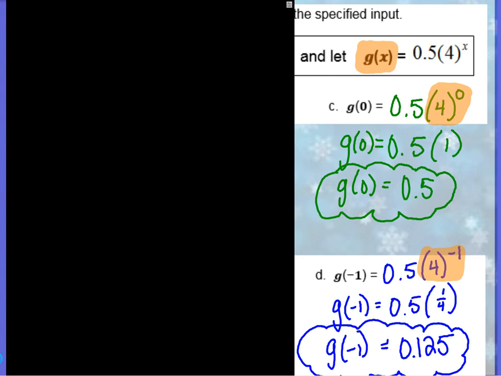Down below, when -1 is your input, remember that negative exponents work a little bit differently than you may think. They really just end up turning into fractions, where this gets sent to the denominator and the exponent becomes positive. So if you were to do 4 to the negative first power in your calculator, you would get 1 over 4, or 0.25. Then it's time to multiply 0.5 and 1/4, or a quarter. And so when -1 is the input, 0.125 is the output.